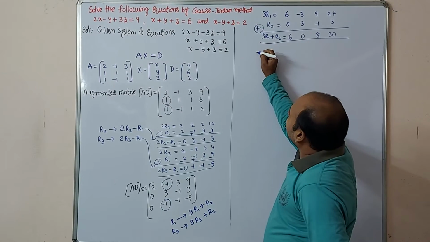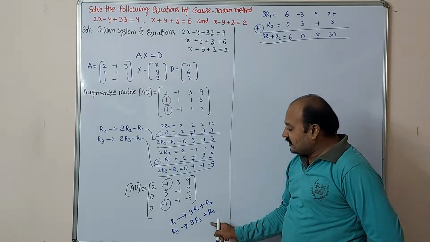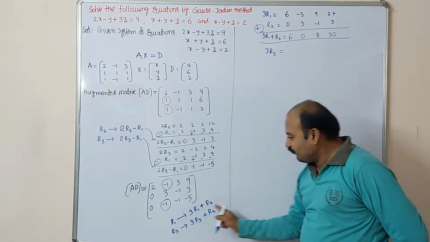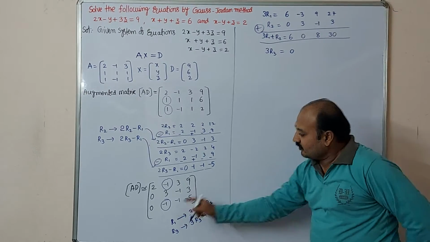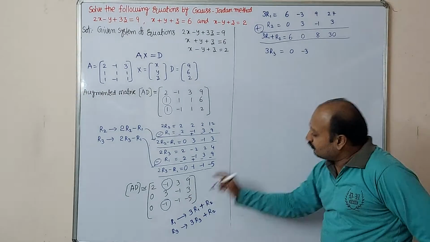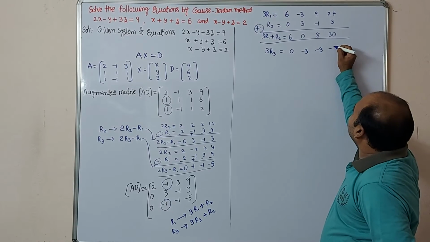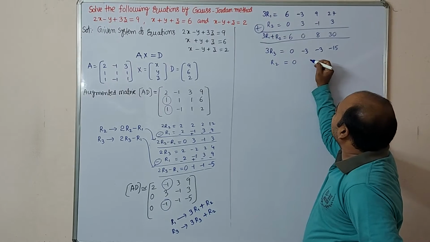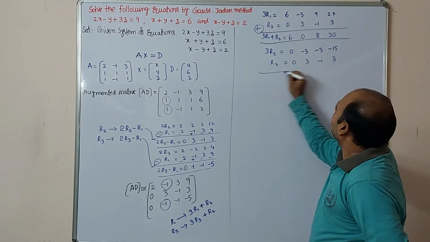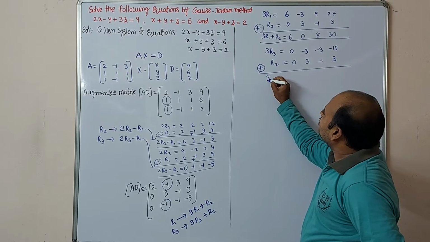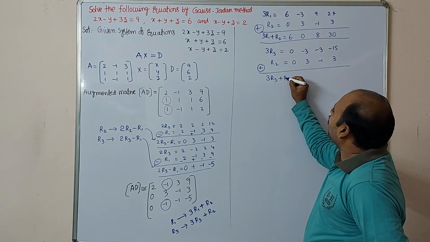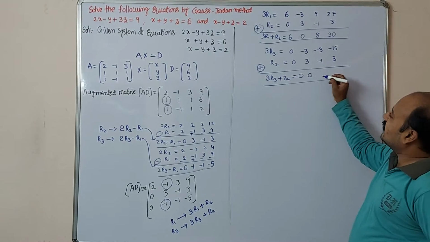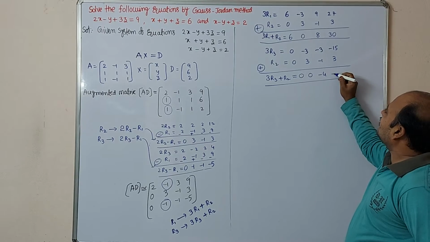Next, 3R3 plus R2. 3R3, so R3 multiplied by 3: 0, minus 3, minus 3, minus 15. Next, plus the R2 value. Write R2 as it is: 0, 3, minus 1, 3. Now we are adding these values, dear students. 3R3 plus R2 is equal to 0, 0, minus 3 minus 1, minus 4, minus 15 plus 3, minus 12.